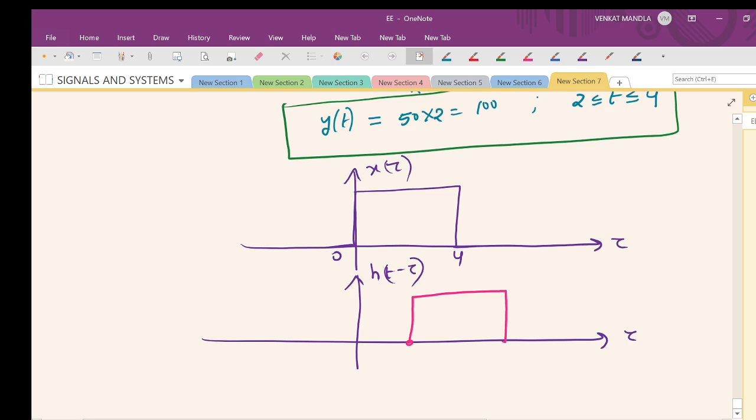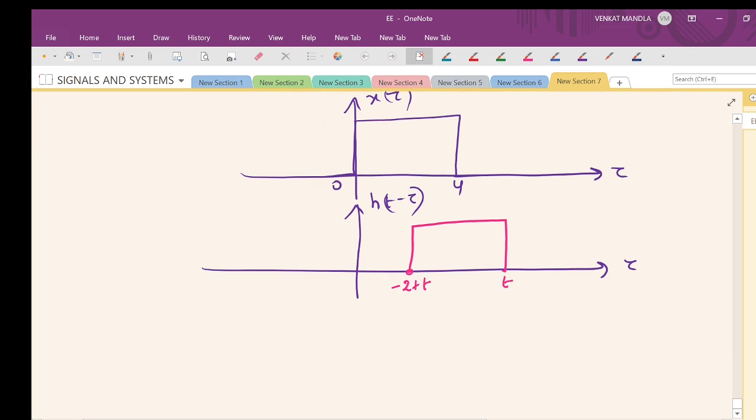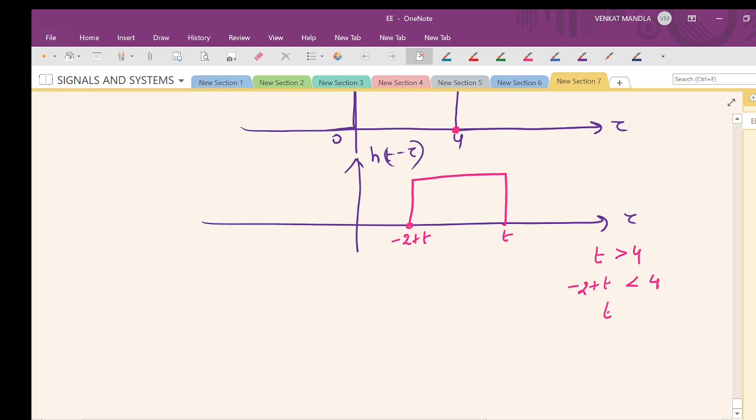This point lies within x(tau), at minus 2 plus t, and this t point should lie outside the extreme point of x(tau). So t is greater than 4, and the lower limit minus 2 plus t is less than 4, that is, t is less than 6. So 4 less than t less than 6, or equal to, you can put equal also, no problem, because it is a continuous time case.